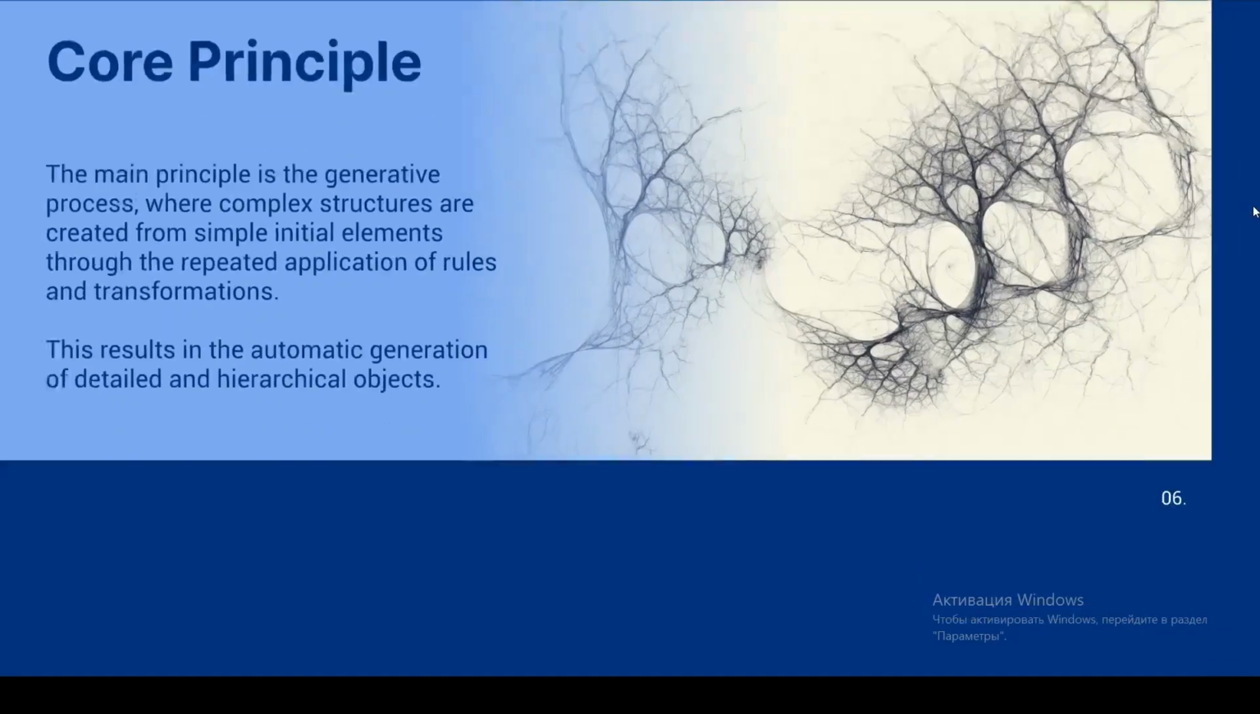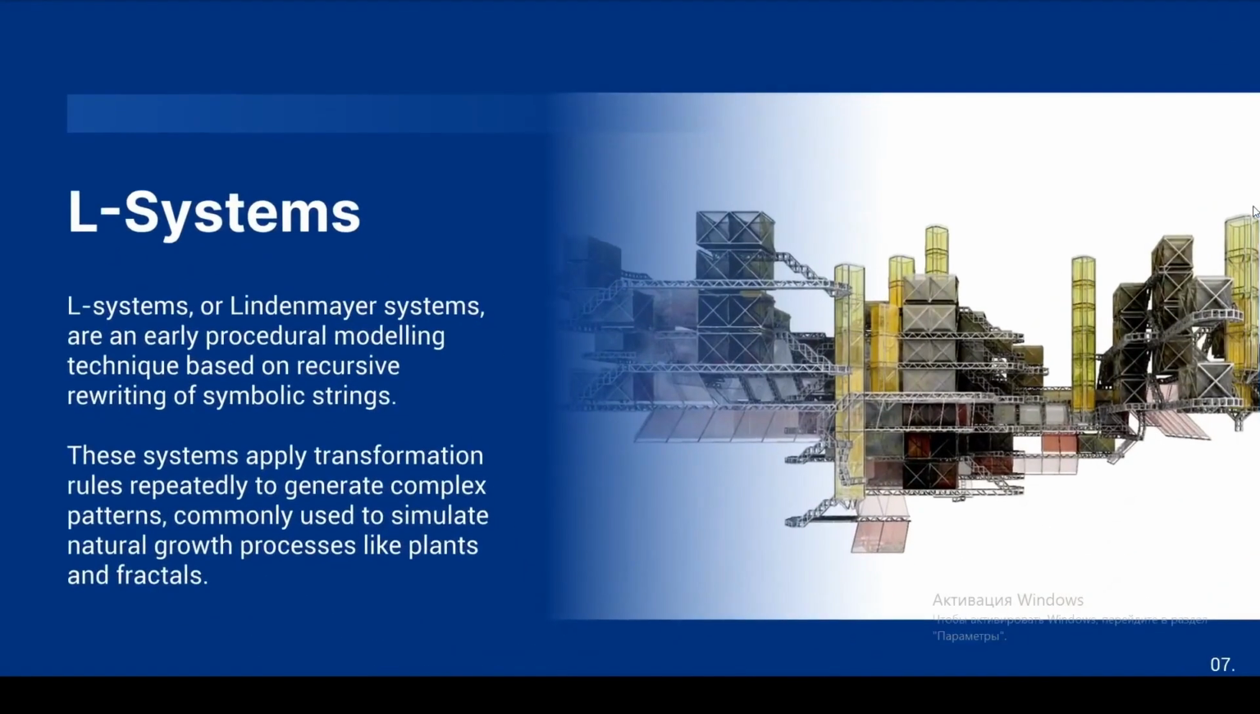L-systems represent one of the earliest procedural techniques. They are based on the recursive rewriting of symbolic sequences, where rules are applied step by step to generate more complex patterns. After several iterations, these patterns are interpreted geometrically, resulting in visual structures. This method is particularly effective for modeling plants and fractal forms, as it reflects natural growth processes.